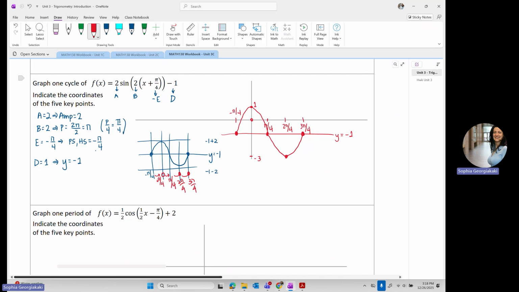I need the coordinates of those points. So I have negative pi quarters with the midline, -1. I have 0 with the highest point, which is 1. I have pi quarters with the midline, which is -1. I have 2 pi quarters or pi halves with the lowest point, -3, and I have 3 pi quarters with the midline, -1.